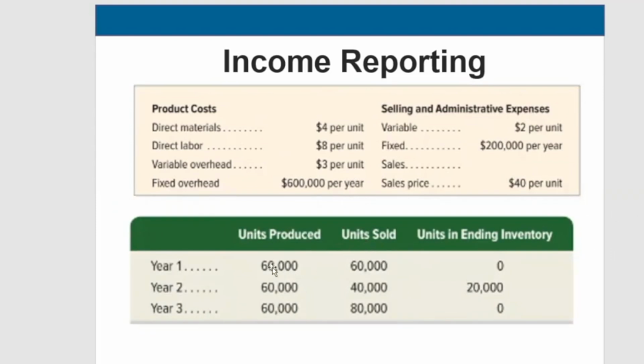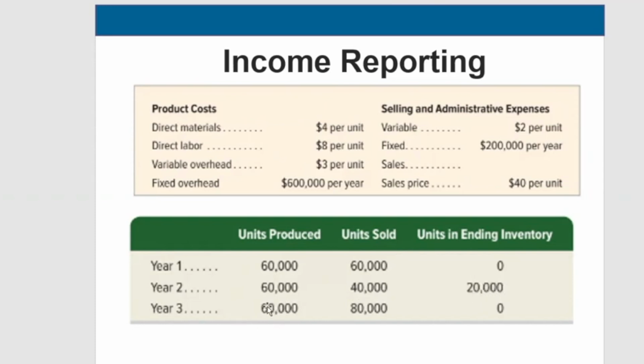In year 1, we actually do make 60,000 units, and we sell every one of them, which leaves us with no ending inventory at the end of year 1. In year 2, we're pretty excited. We make 60,000 more, but we have a kind of a bad year. We only sell 40,000. So we are left with 20,000 at the end of the year, still sitting in ending inventory, not sold.